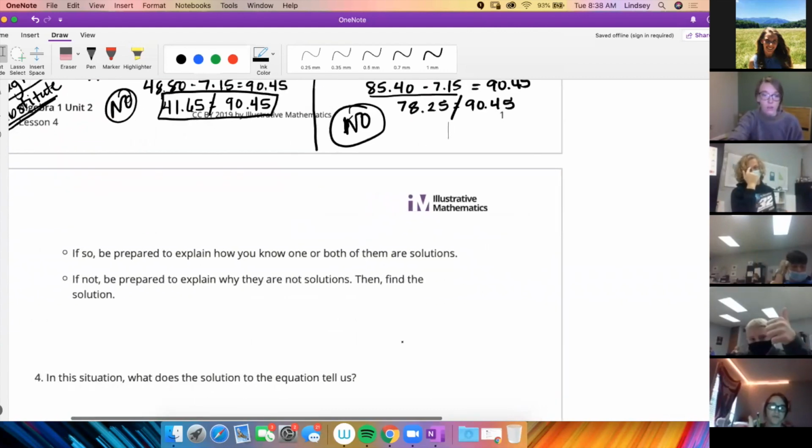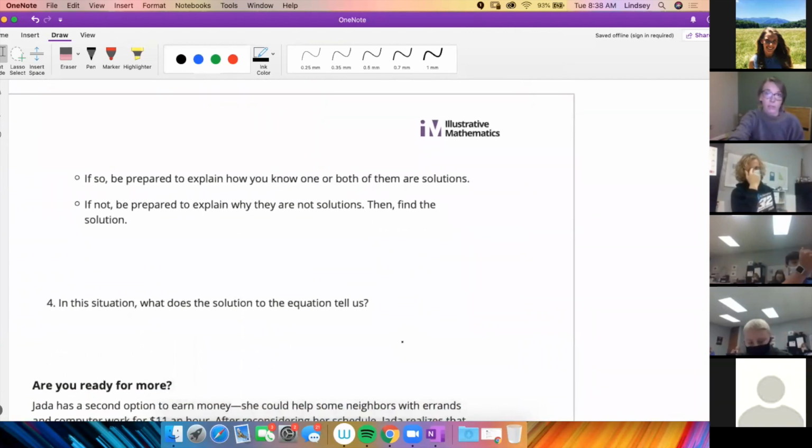Awesome. Okay, so on your next page, it says, be prepared to explain how you know one or both of them are solutions. Well, we discovered that both of them are not solutions, right? Correct. It says, if not, be prepared to explain why they are not solutions, and then find the solution. Okay, so how did we prove that they were not solutions? Substituting the numbers in. Good.